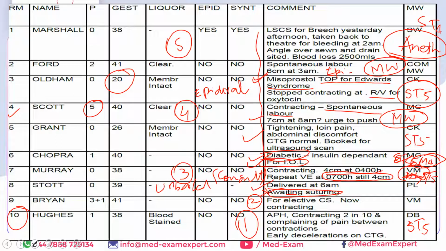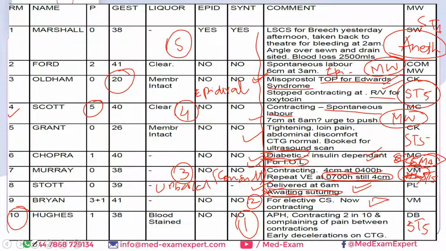And you can say that, okay, she is here for review for the oxytocin, but I would like to know why the syntocinon has been stopped. Okay, so this is important. So I think you took a little bit long in here. What I feel is that this was kind of unnecessary.